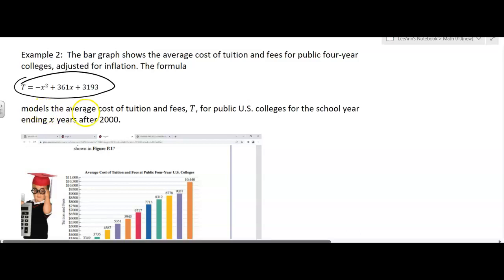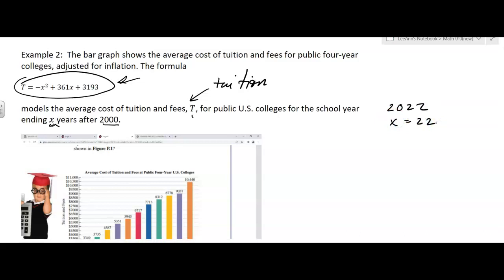So it says it models, so this is the model that they have, or a formula, an equation, it's got an equal sign, models the average cost of tuition and fees. So T is tuition and fees. And it's for public U.S. colleges for the school year ending x years after 2000. So we're in 2022 right now. So that means x would be 22 because it's 22 years after 2000. Okay? So we'll do that in a minute, I'm sure.